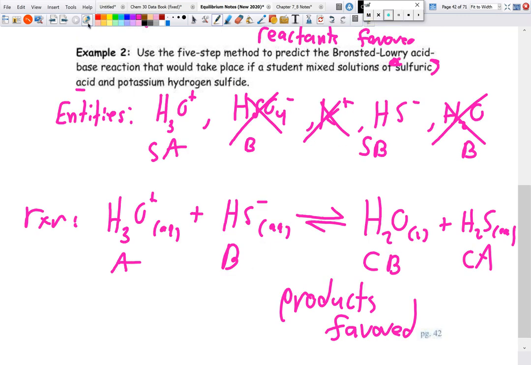Alright, and once you get it done, it should look something like this. Our entities, because sulfuric acid is one of our top 6, we had H3O+, and of course the conjugate base. We had our potassium hydrogen sulfide, and of course our water. Now, our strongest acid present was hydronium. That's why you'll notice I don't have this can act as an acid, just because hydronium is the strongest acid there is. So that means hydrogen sulfide can act as a base, or water can act as a base.